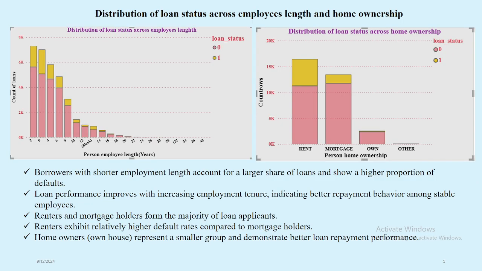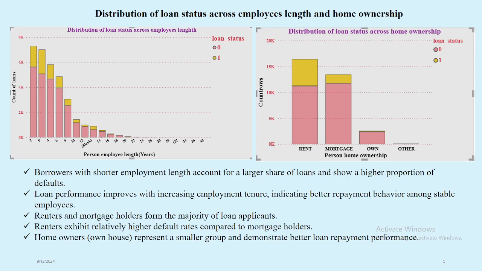The next task is to analyze the distribution of loan status, that is defaulters and non-defaulters, across employment length and home ownership. Here I have plotted the person's employment length on the x-axis and the count of loans, the number of loans, on the y-axis. For the legend, I have taken the loan status: yellow represents the defaulters, and 0, the maroon color, represents the non-defaulters. Here you can see that as the person's employment length increases, the number of loan applicants gradually decreases, and the number of loan defaulters also decreases.